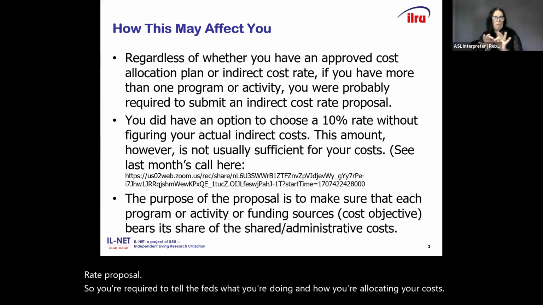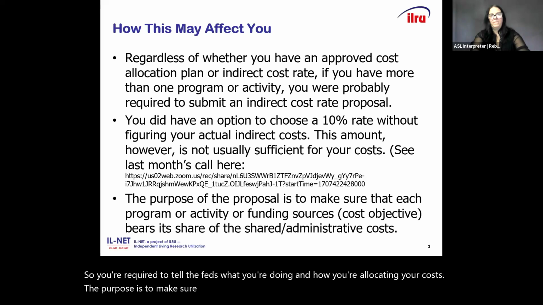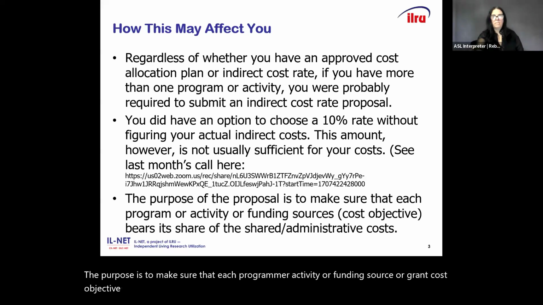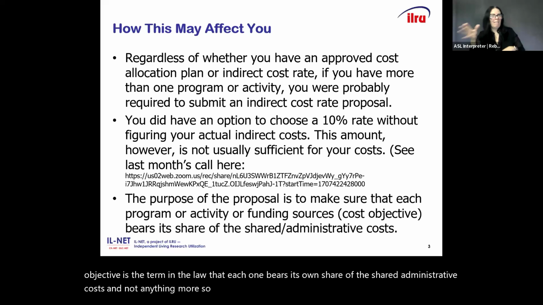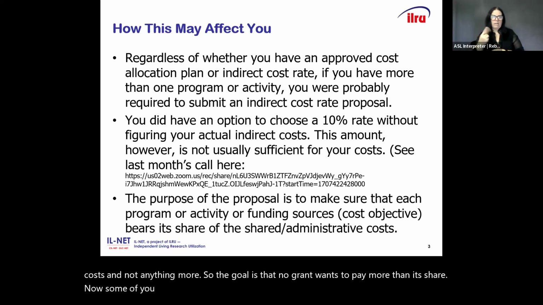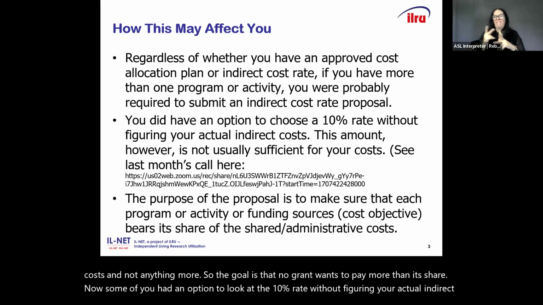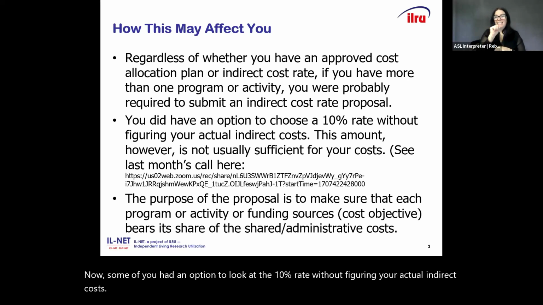The purpose is to make sure that each program or activity or funding source or grant, cost objective is the term in the law, that each one bears its own share of the shared administrative costs and not anything more. So the goal is that no grant wants to pay more than its share. Now, some of you had an option to look at the 10% rate without figuring your actual indirect costs. That is not what we recommend.